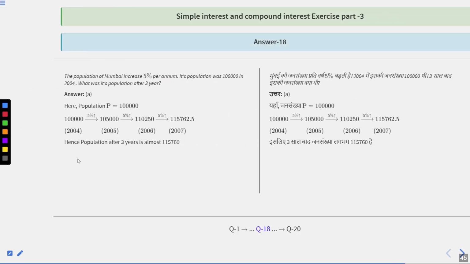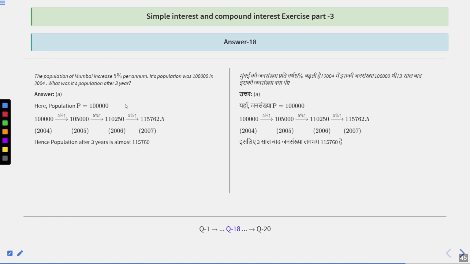Time's up. Let's see the solution. So the population is 1 lakh, and it increases by 5% per annum. So when we calculate it, an increase of 5% will make it 1,05,000. And after that, this will be in 2005. So 1,05,000 is again increased by 5%.